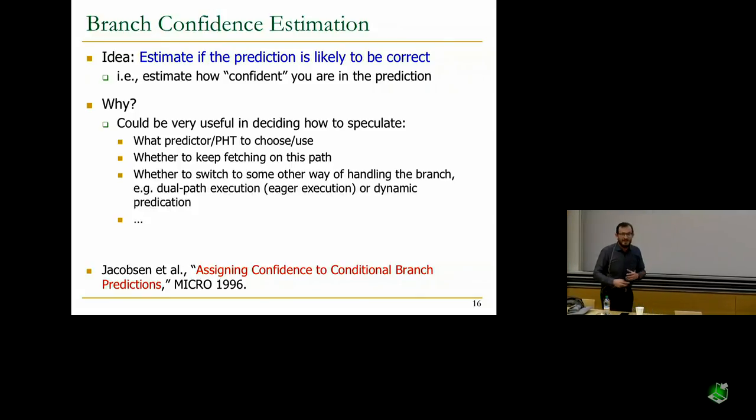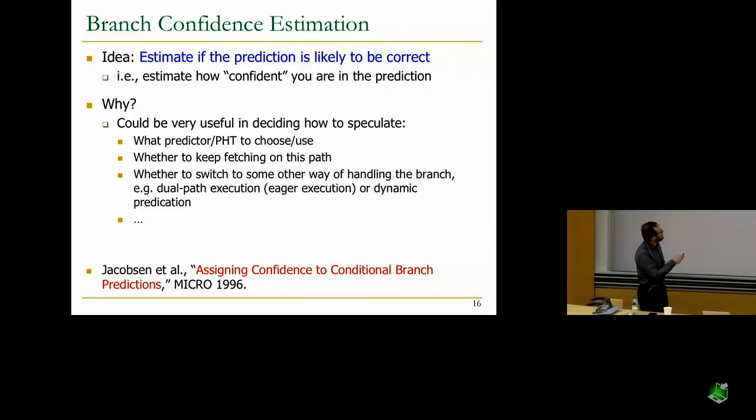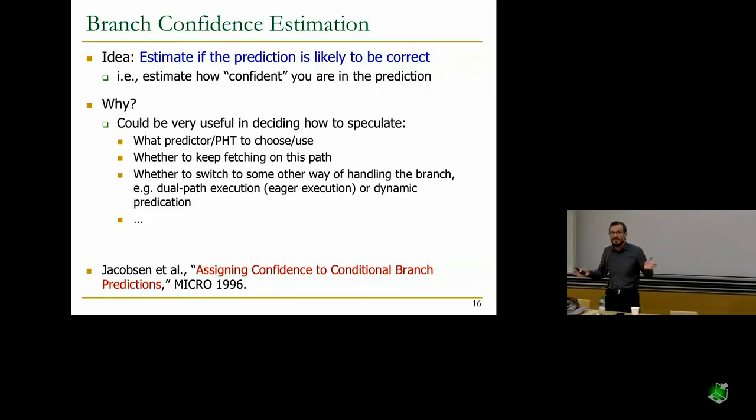How to speculate can have many, many options, right? Which predictor to choose, if you have a hybrid predictor, or if you have different tables in your predictor, whether to keep fetching on this path. Maybe just stop fetching, right? If you think you're not confident, you just stop fetching and do nothing until you resolve the branch. Right? That may be a good idea. That may be the energy efficient option, right?